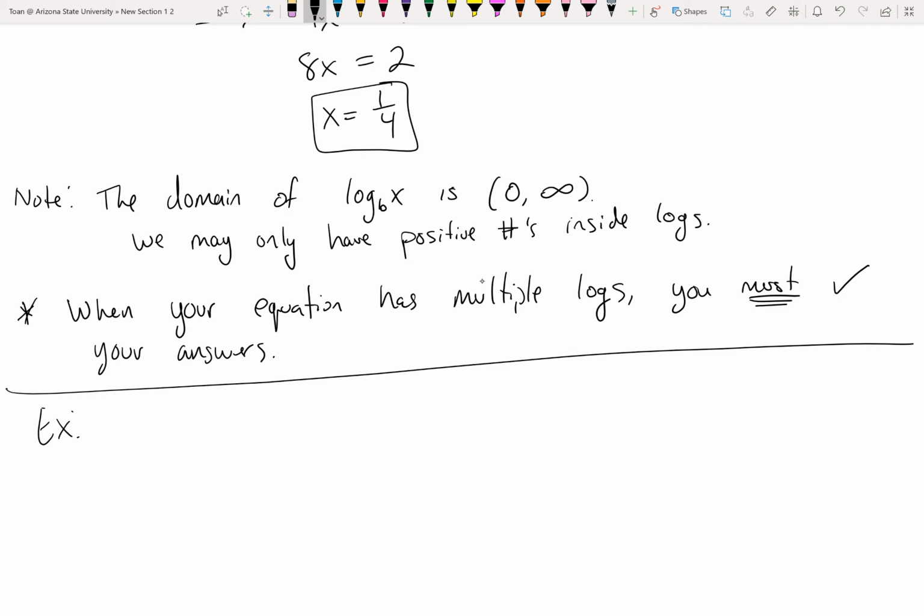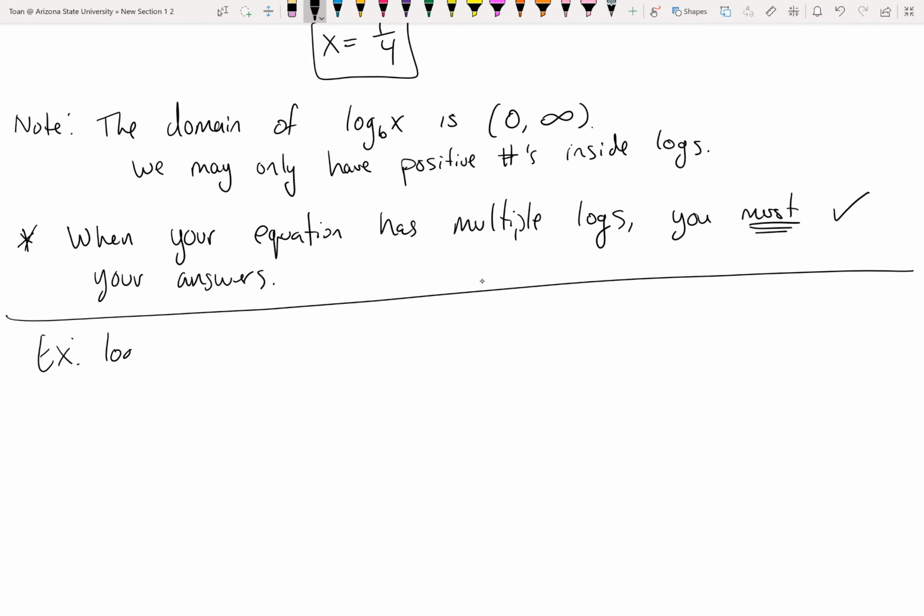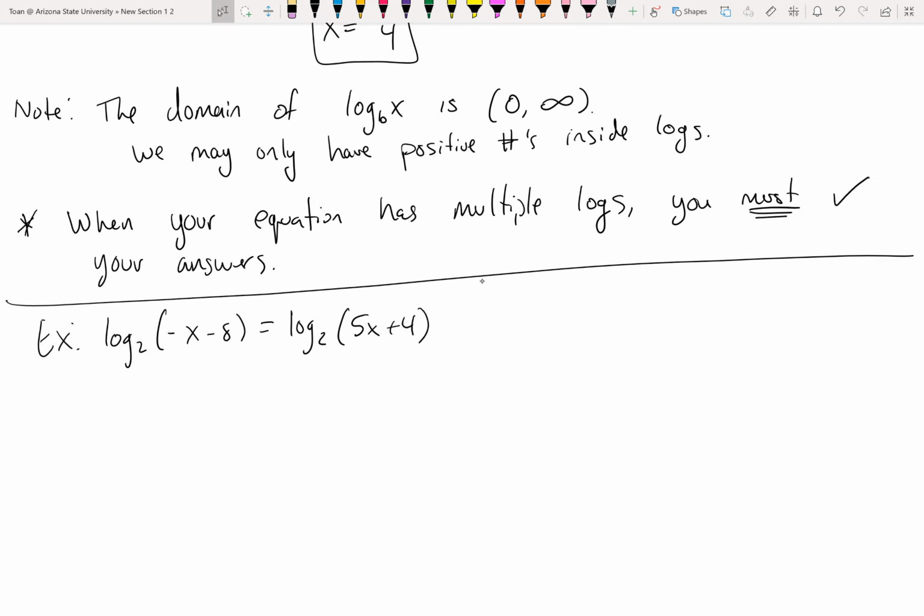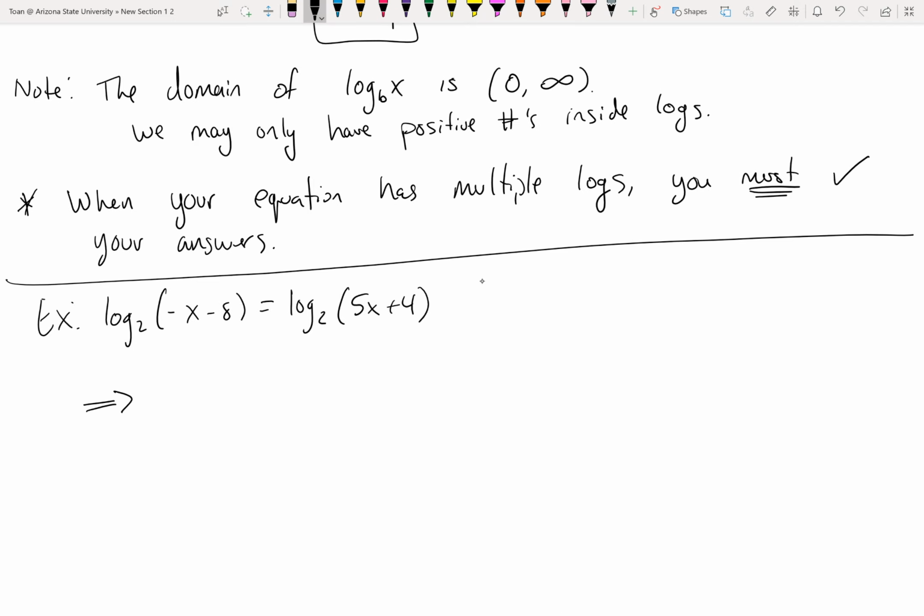let's do a quick one here. Log base 2 of negative x minus 8 equaling log base 2 of 5x plus 4. Okay, I'm solving this guy. Oh gee, the log base 2's are the same. So by logical conclusion, the arguments negative x minus 8 are the same, is equal to 5x plus 4. So let's go ahead and solve this. Let's add x to both sides.